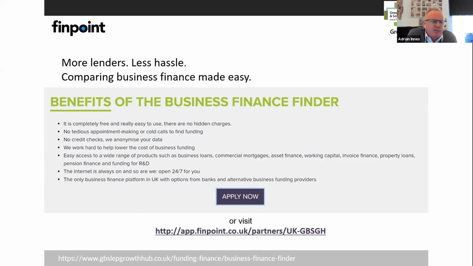So we're looking at your comparables. We're looking at the terms. We're looking at the APR. We're looking at the conditions of the lending and allowing you, with the help and support from us, to make an informed choice and decision on what's the best solution for yourselves.